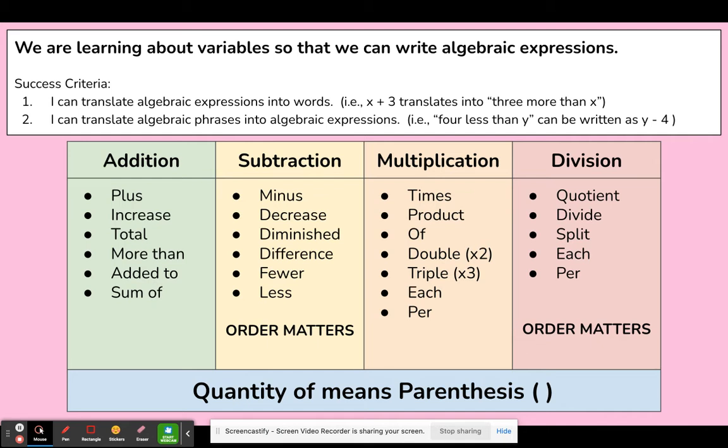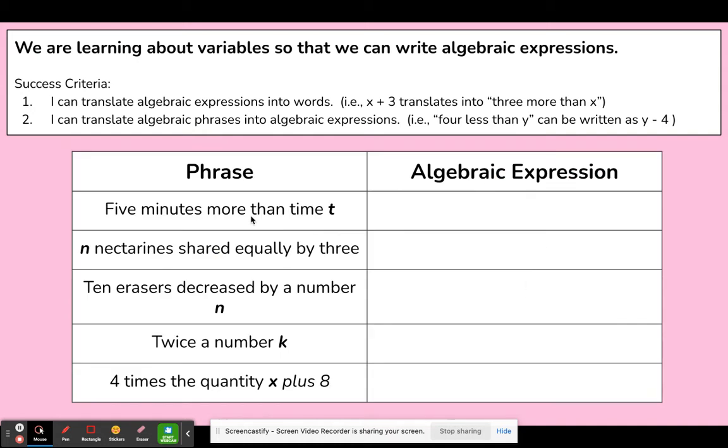Okay, now what I mean by writing algebraic expressions is this. So here we have phrases. Okay, we have phrases and they're in words. We want to write the math for that. So it says 5 minutes more than time t. Well, the first thing you have to notice is t is my variable. So I'm going to use t.